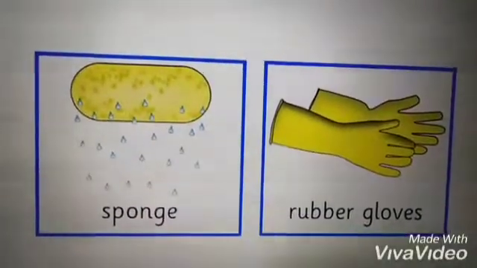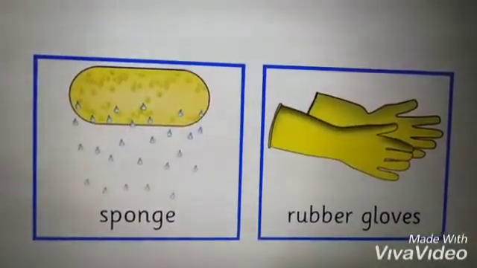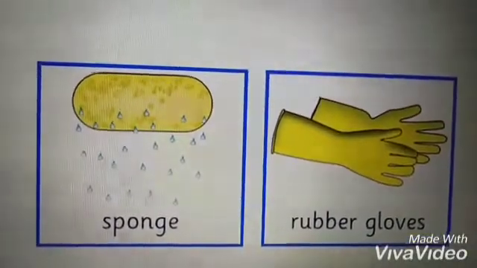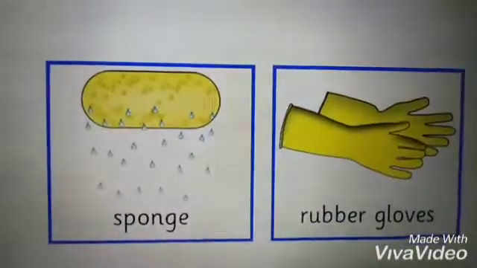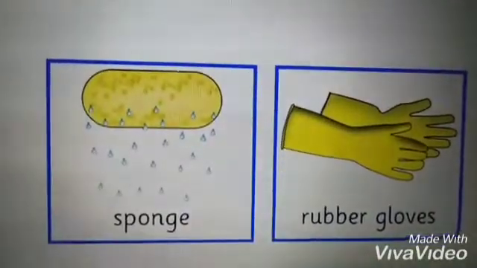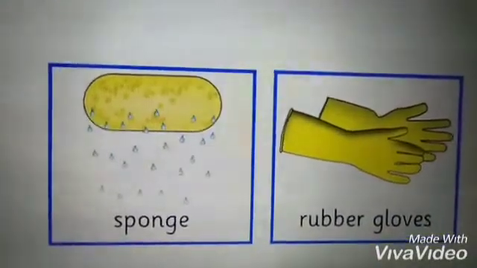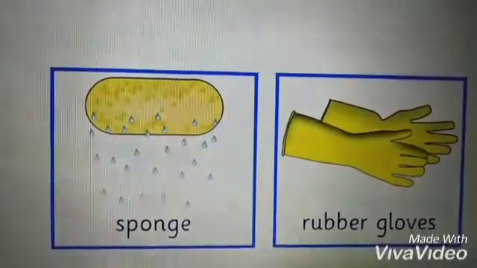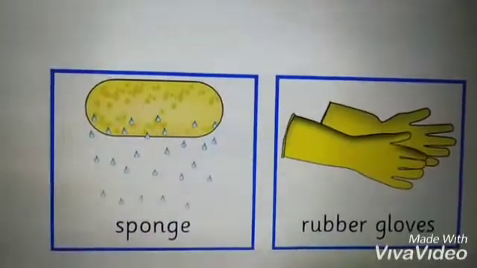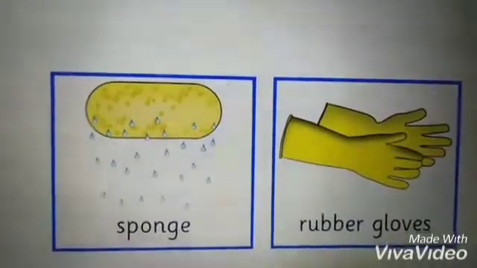Here are more examples of absorbent and waterproof materials. Which one of these is waterproof and which one is absorbent? Excellent! The sponge is absorbent. It can take in so much water. The rubber glove is a waterproof material. It doesn't allow the water to come through it.